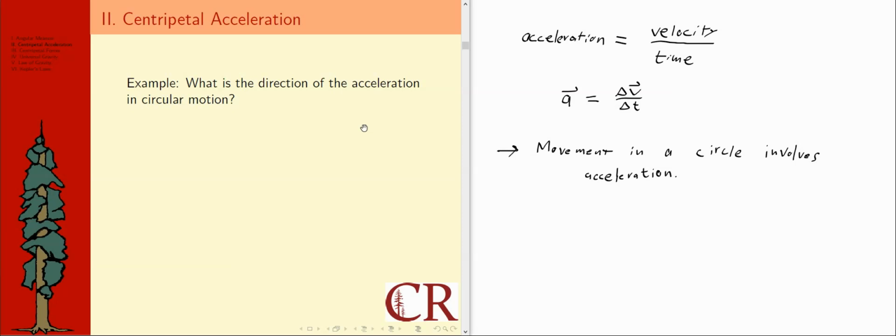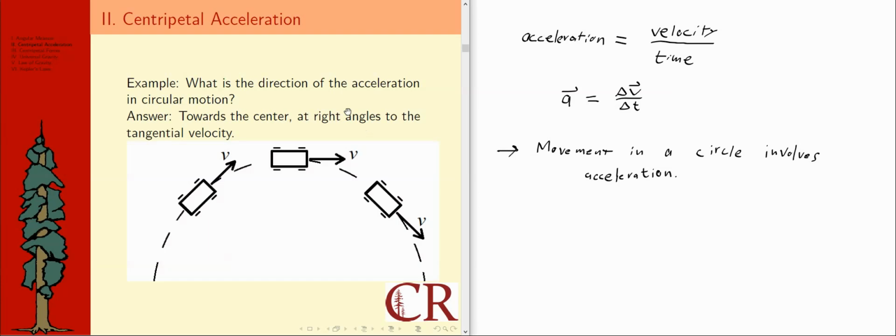What is the direction of the acceleration in circular motion? A simple one-word answer to this question would be centripetal. That's why we call it centripetal acceleration, which means towards the center. But let's look at that with some pictures here in the answer.